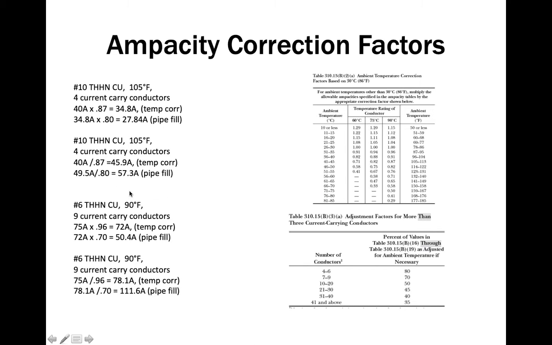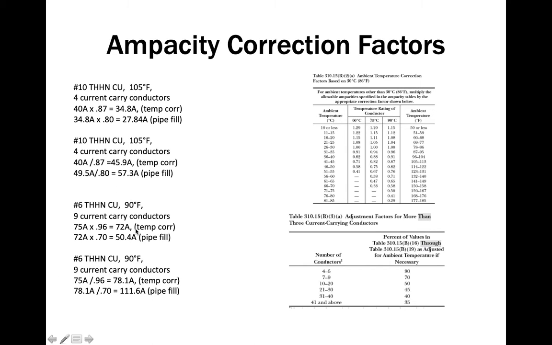Second example, I have a number 6 THHN copper with 90 degrees C insulation. It's going through 90 degree Fahrenheit ambient temperature, and I have 9 current carrying conductors in a pipe. The first operation I'm going to do is to derate that conductor. Then I'm going to go through the same process, but increase the ampacity needs so I can identify a conductor that would carry that 75 amps from point A to point B.